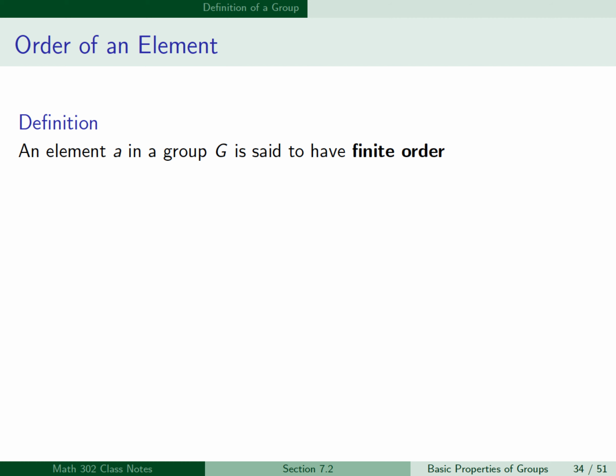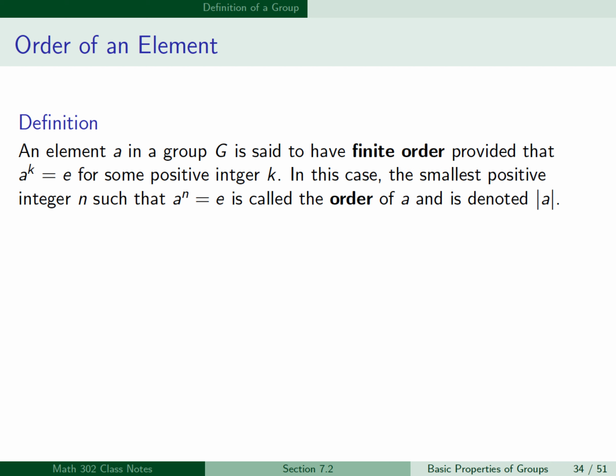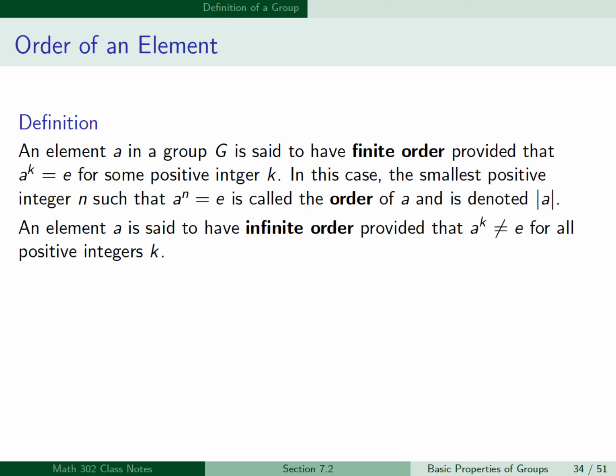Next, we want to talk about the order of an element. So we'll start with our definition. An element a in a group G is said to have finite order provided that a^k is equal to the identity e for some positive integer k. In this case, the smallest positive integer n such that a^n is equal to the identity is called the order of a and is denoted by enclosing a in two vertical lines. An element a is said to have infinite order provided that a^k is not equal to the identity e for all positive integers k.